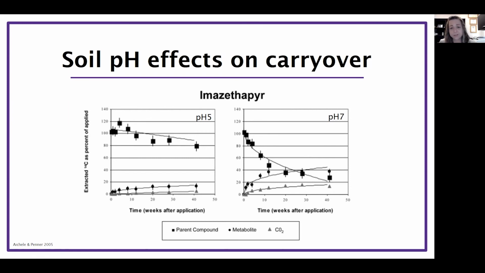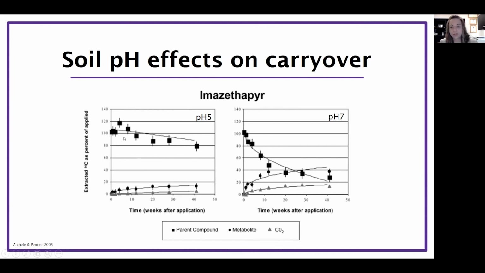So we've got a couple of different pHs here. We've got a pH of 5. So, you know, really lower than ideal for a lot of our cropping systems. And then a pH of 7. So that's getting on the higher side of where we might want to be.